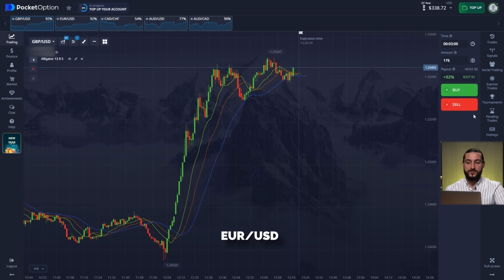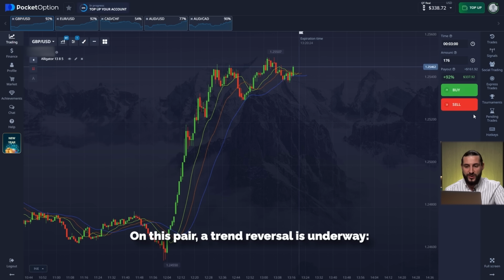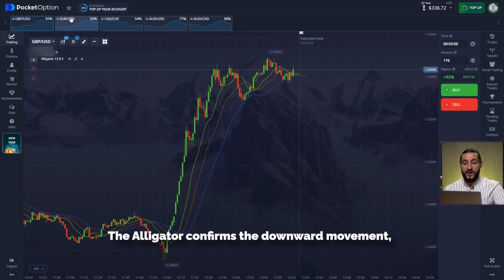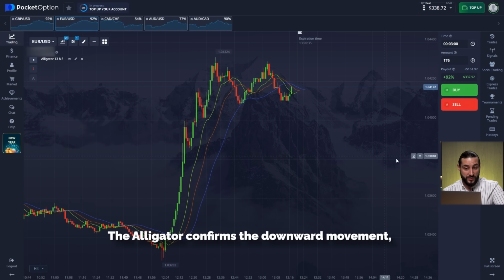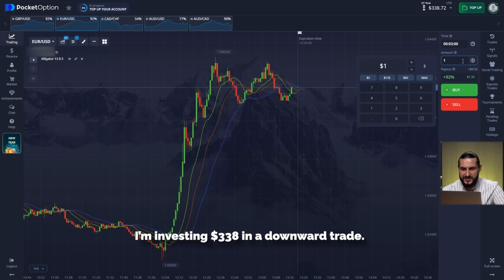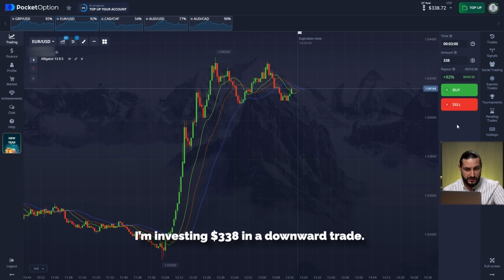Opening the trade 5. EUR USD. On this pair, a trend reversal is underway. The price is starting to decline after reaching a historical high. The alligator confirms the downward movement, and the bearish candles are growing longer. I'm investing $338 in a downward trade.